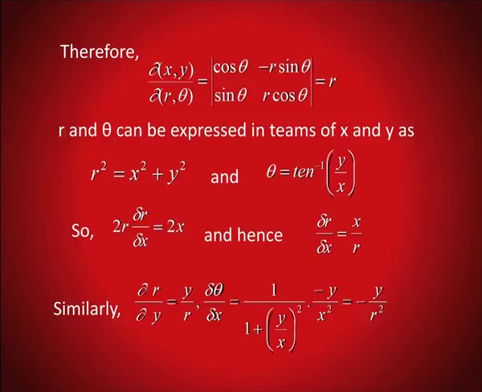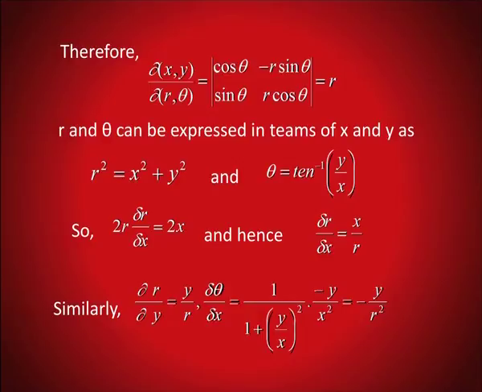r and theta can be expressed in terms of x and y as follows: r square is equal to x square plus y square and theta is equal to tan inverse y by x, that is r and theta are functions of x and y. Therefore, on differentiation, 2r del r over del x is equal to 2x, hence del r over del x is equal to x upon r. Similarly, del r over del y is equal to y upon r.